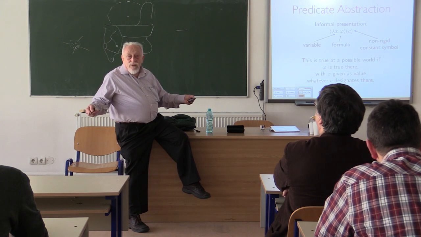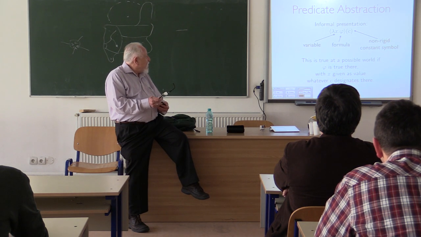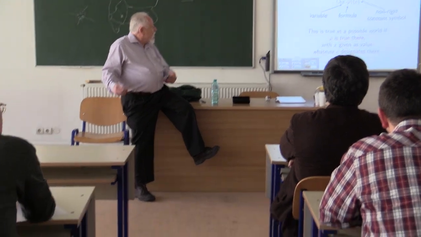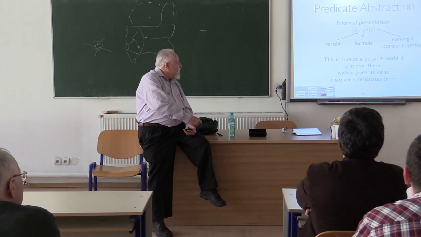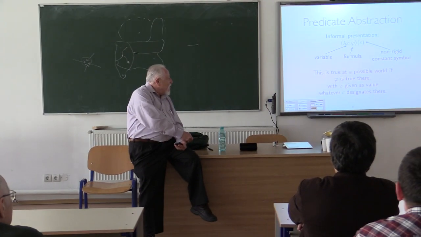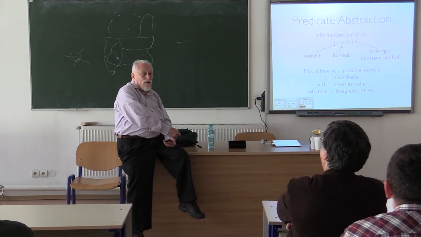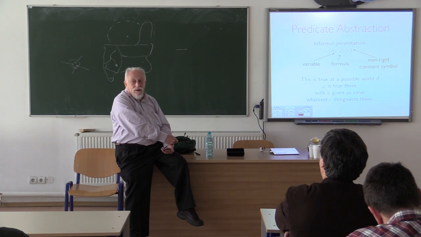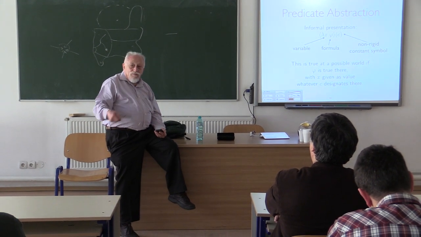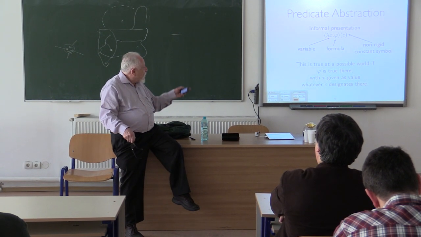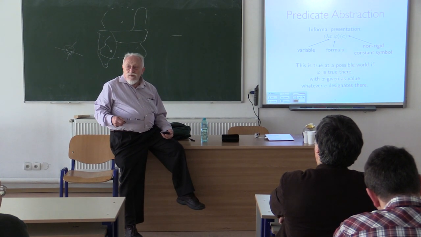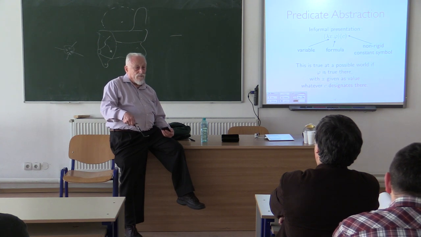Is that reasonably clear? I mean, C designates different things at different worlds. Give X the value that C designates. Now, you notice there's a type distinction here. C is non-rigid. What C designates at a particular world is no longer non-rigid. It's a particular object. So the X here is not really the same type of thing as the C.